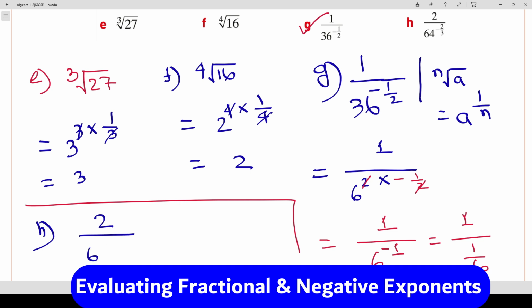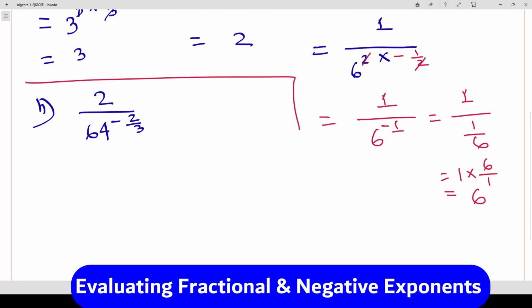2 divided by 64 to the power minus 2 by 3. Okay, so this one also is the same thing. First, 64 we can write as 8 squared, is it? But here is another problem. We cannot divide 2 by 3. So in this case we need to simplify in a different way.